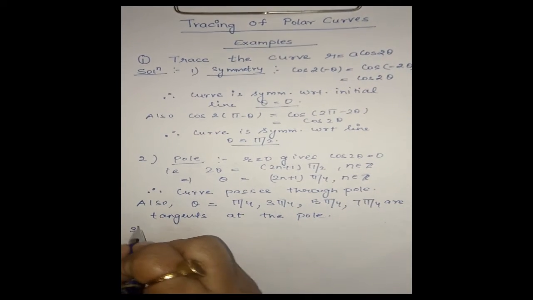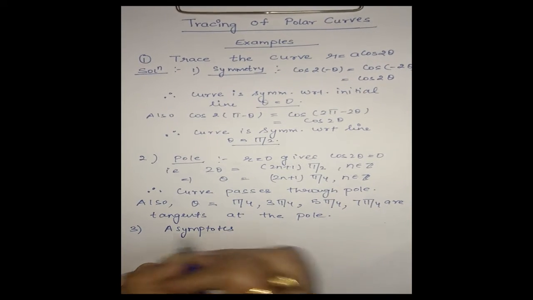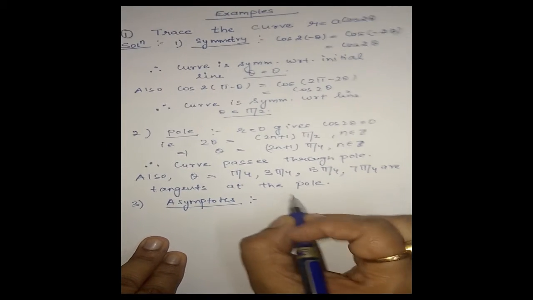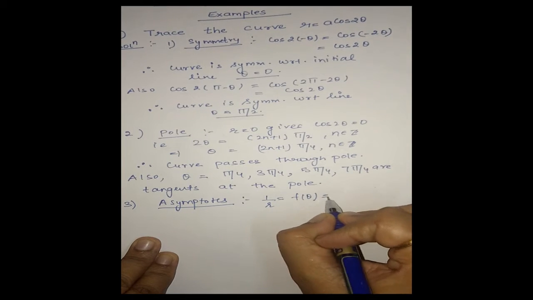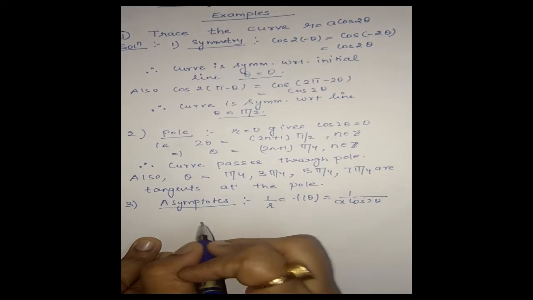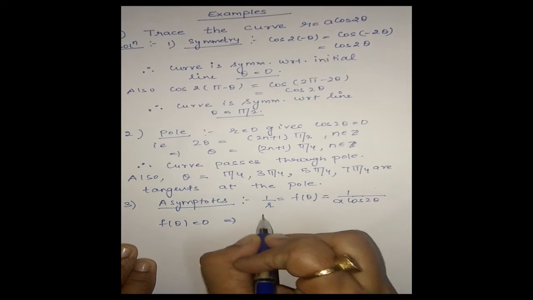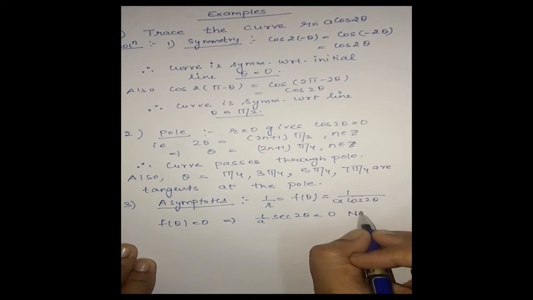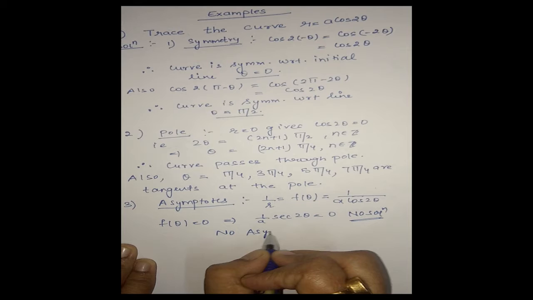Next comes asymptotes. For this, we first rewrite our equation in the form 1 by r is equal to f of theta. That is, 1 by r is 1 by a cos 2 theta. Now, f of theta is equal to 0 gives 1 by a secant 2 theta is equal to 0, which has no solution. Therefore, this curve has no asymptotes.